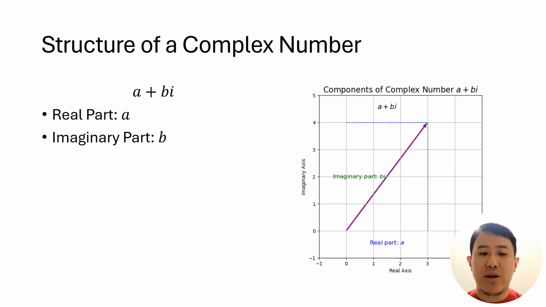Let's move on to the structure of complex numbers. A complex number consists of two parts, the real part, denoted by a, and the imaginary part, denoted by b. Together, these parts make up the form a plus bi. Understanding the structure will help us as we look at the operations.